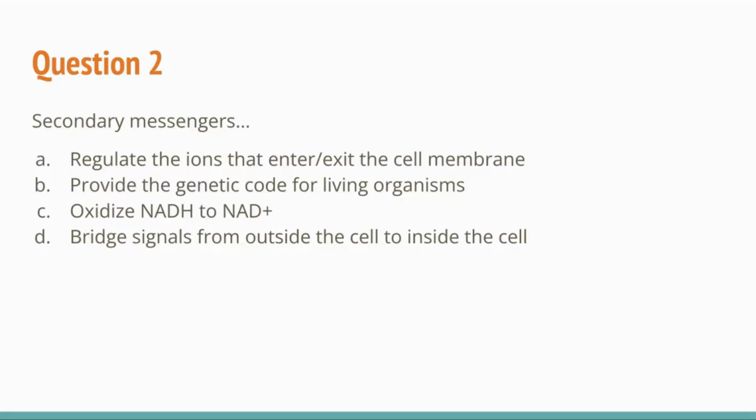Question 2. Secondary messengers regulate the ions that enter or exit the cell membrane, provide the genetic code for living organisms, oxidize NADH to NAD+, or bridge signals from outside the cell to inside the cell. And the answer is D, bridge signals from outside the cell to inside the cell. If you remember what we talked about earlier, secondary messengers are part of that signal cascade that bridges the extracellular receptors to the intracellular target proteins.